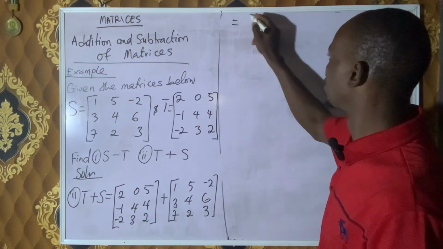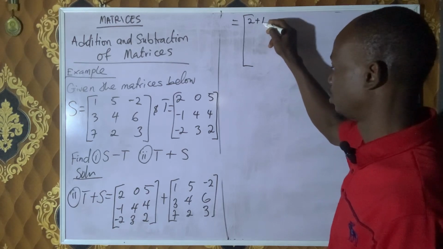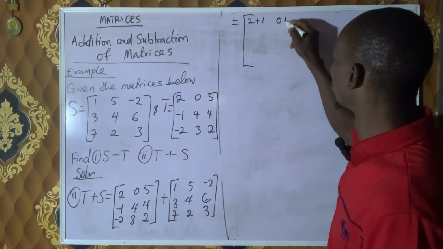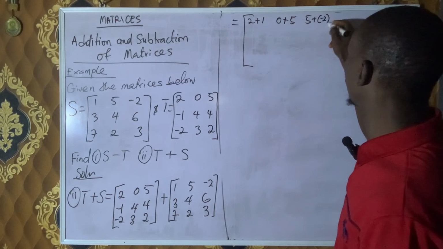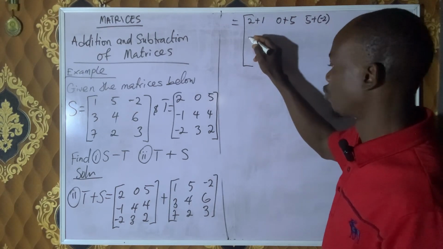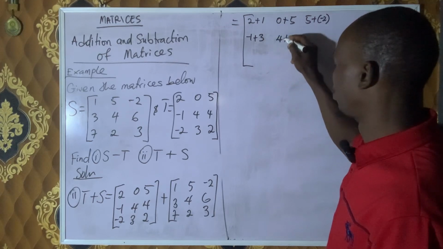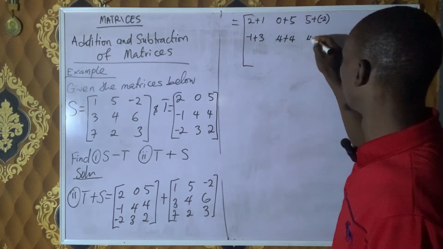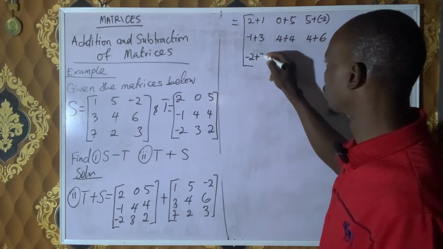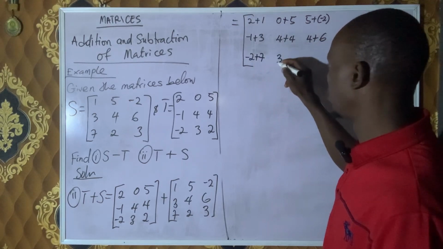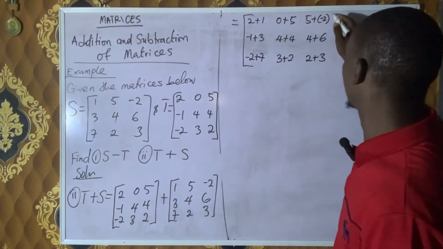In adding the corresponding values, we are going to be left with 2 plus 1, 0 plus 5, 5 plus minus 2. Then the second row will be minus 1 plus 3, 4 plus 4, and 4 plus 6. The third row will be minus 2 plus 7, 3 plus 2, and then 2 plus 3.